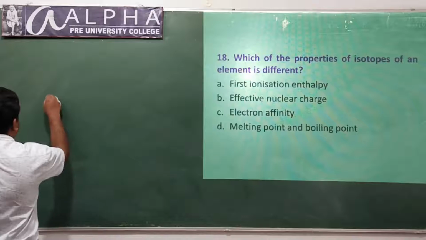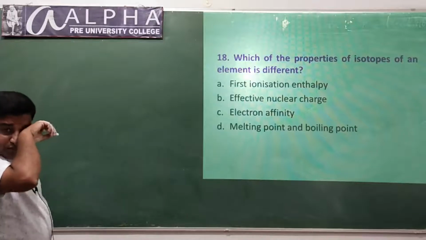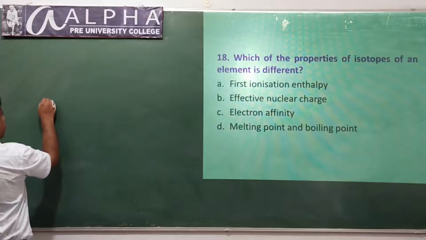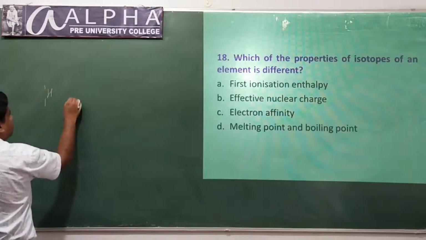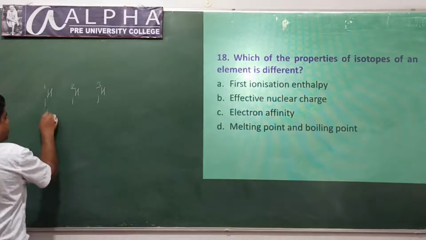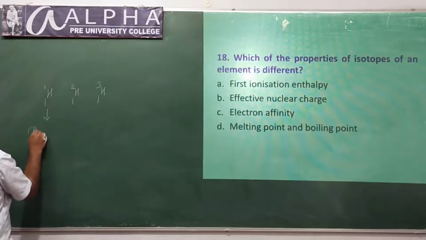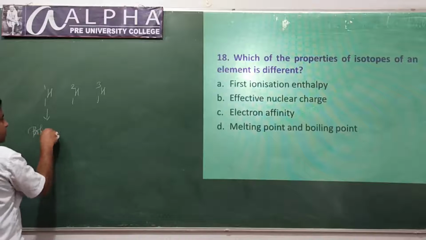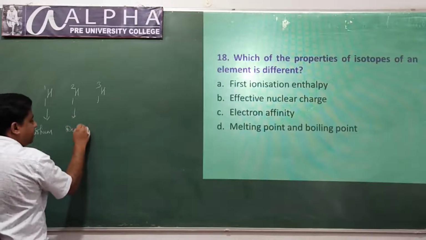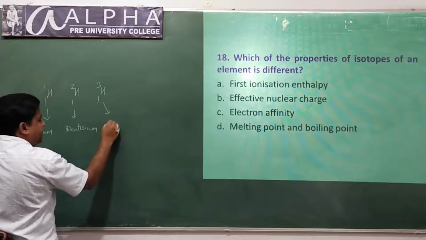Look here. Can we have some isotopes? For example, which are the different isotopes of hydrogen? The different isotopes of hydrogen are 1H1, 1H2, 1H3. This is called protium, this is called deuterium, and this is called tritium.